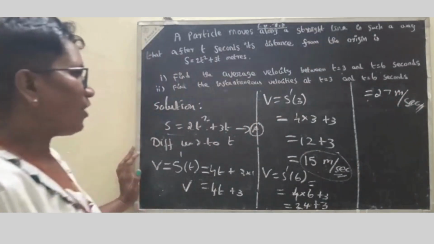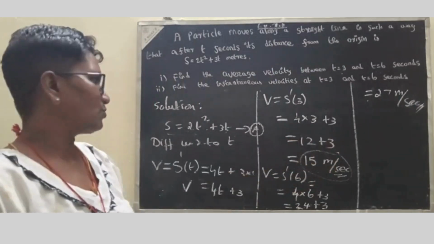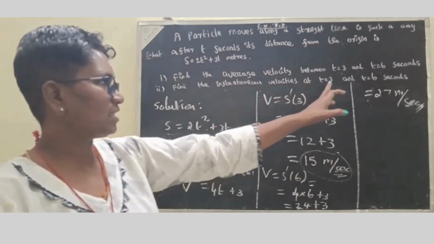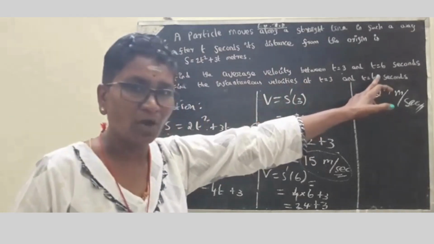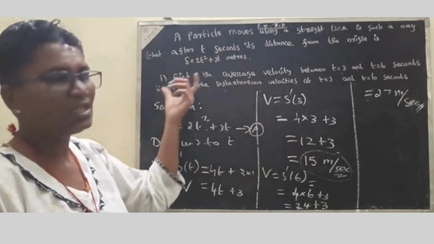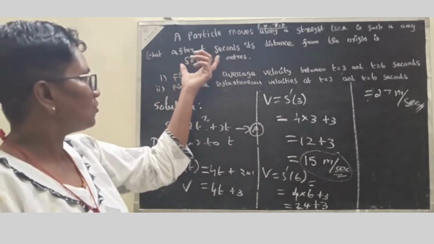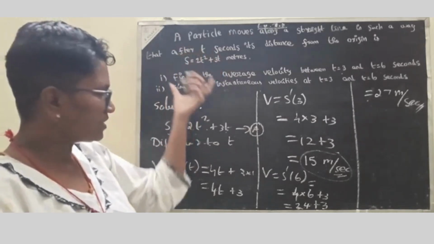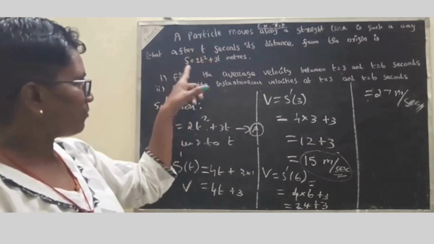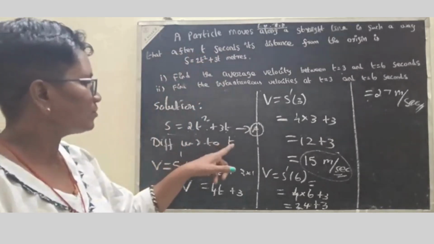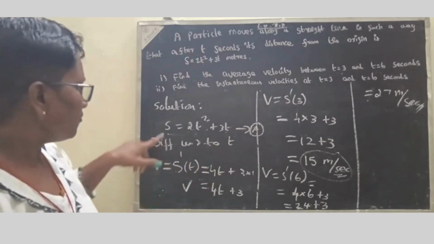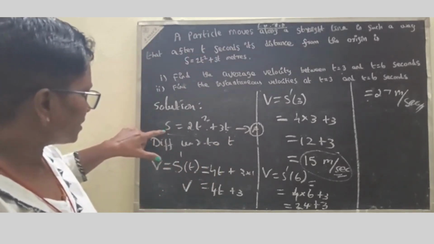I hope you have all understood. We have to find the instantaneous velocities at t equal to 3 and t equal to 6. For that, we have to differentiate the given equation. This is the given equation, which is the displacement of a particle. We differentiate the displacement of the particle with respect to time t. So v is the velocity of the particle, which is represented by s dash of t.